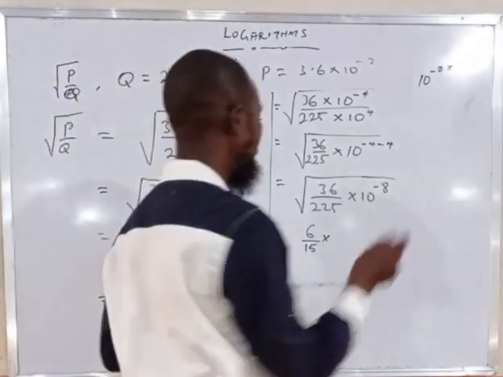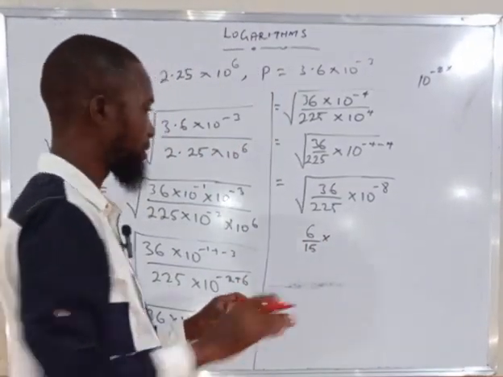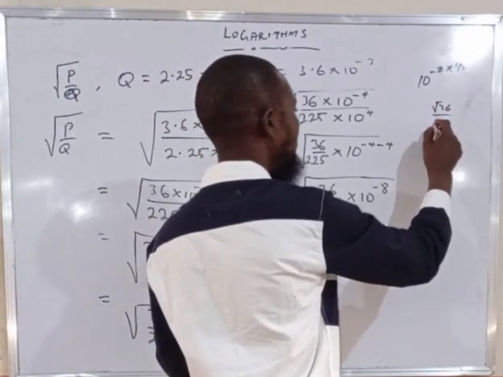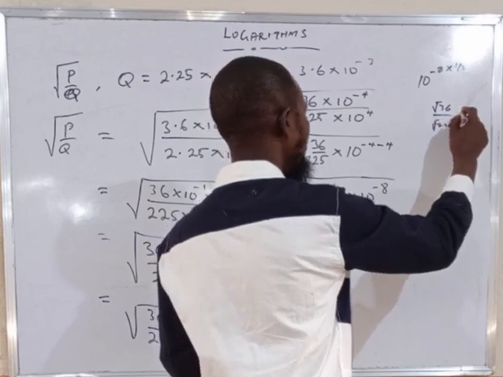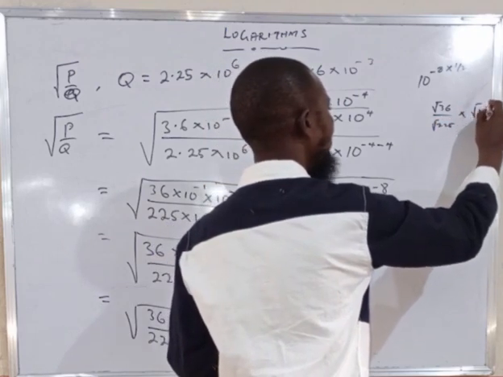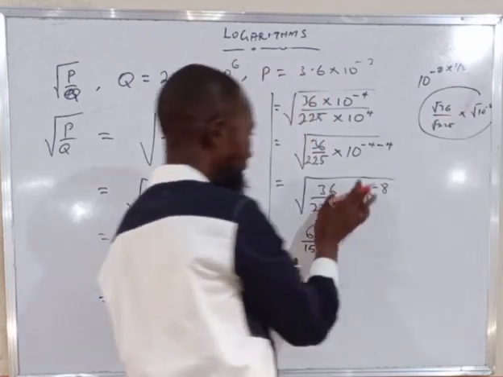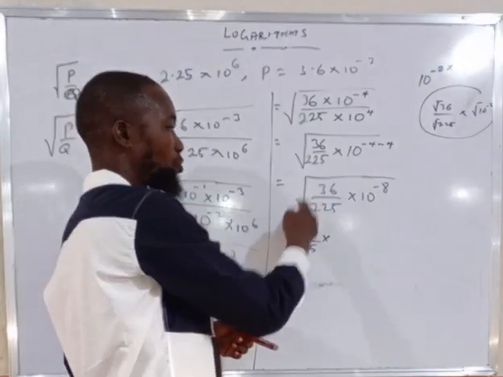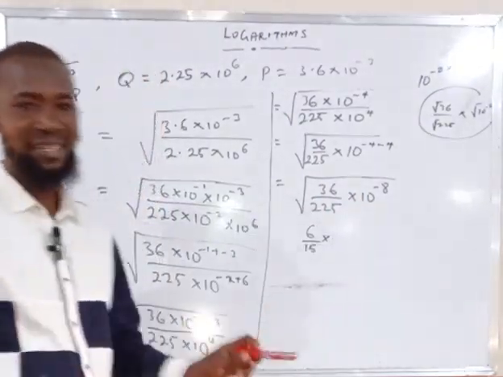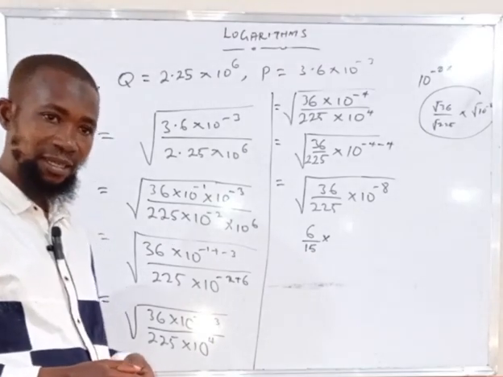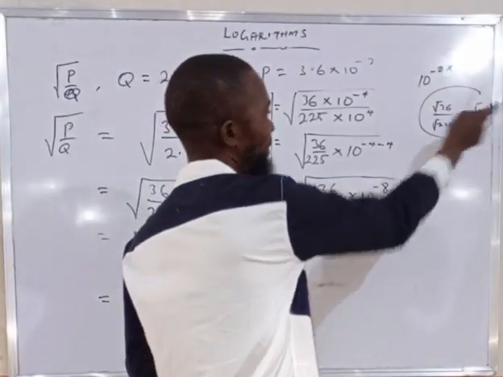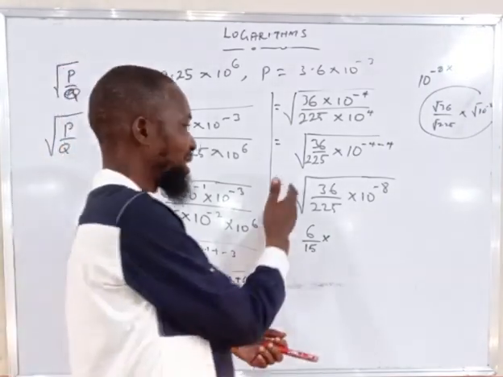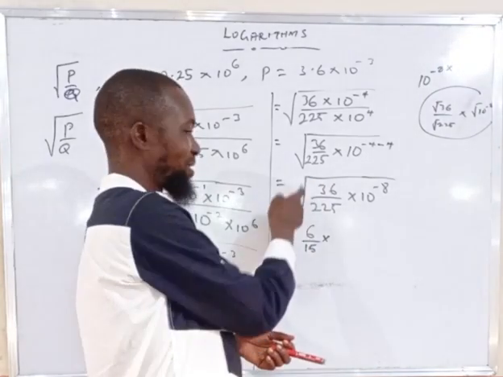Normally what we should do is this. We should say square root of 36 over square root of 225 multiplied by square root of 10 raised to the power minus 8. What I just wrote here is the same thing as what we have here. It's like you distribute these roots to every item in it. Is it clear? But distributing it one by one like this is like we are wasting time.